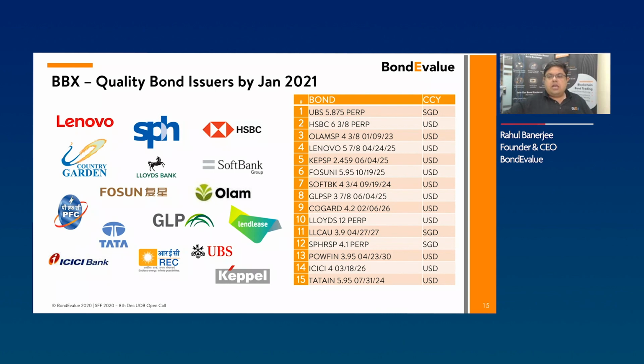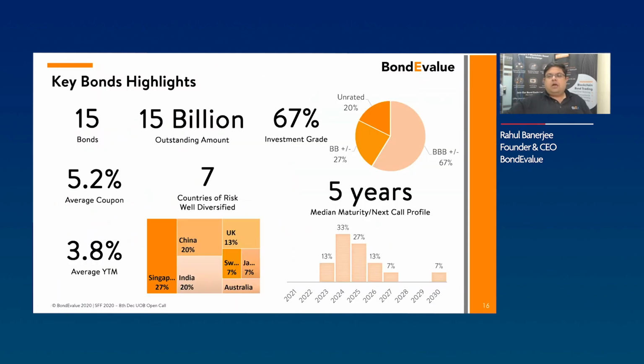A quick note, in the last few minutes of the presentation, on the types of bonds that come onto the exchange. You can see our initial list of 15 bonds. These are bonds like the UBS, HSBC Perpetual, Olam, Lenovo, Keppel, SoftBank, GLP, Country Garden, Lloyds, etc. Some aggregate numbers: the YTM for these bonds is 3.8%. The average coupon is 5.2%. And by the first quarter of next year, we expect the bond list to go up to about 50 bonds.